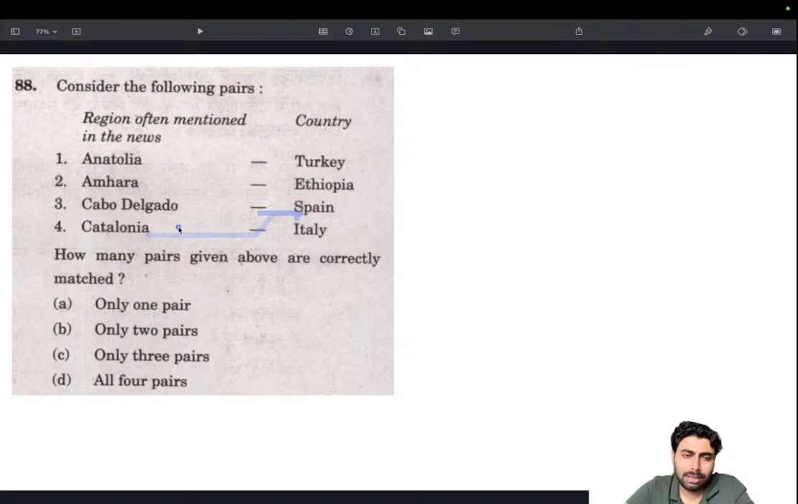So I thought it was interchanged, and so I thought these two will be the right answer, and I chose only two. But this Cabo Delgado was asked in the previous year. Insurgency in Cabo Delgado, that is in Mozambique. So the few takeaways I recommend, and I have compiled a note for you to make things a little easier.